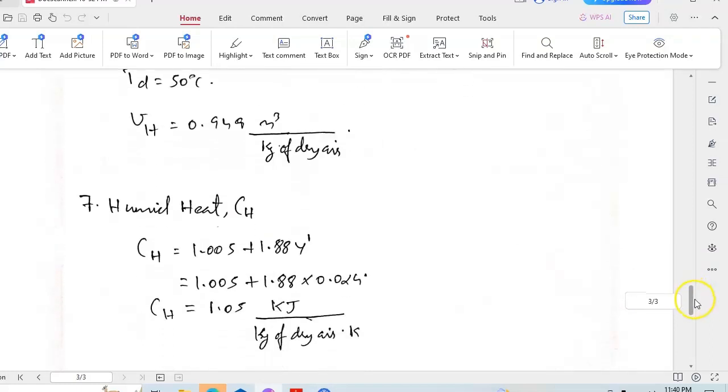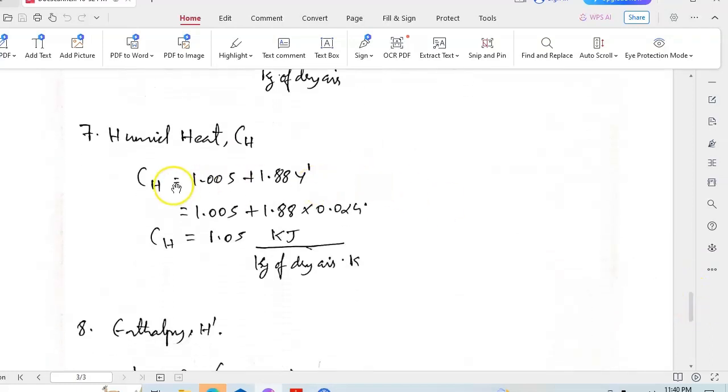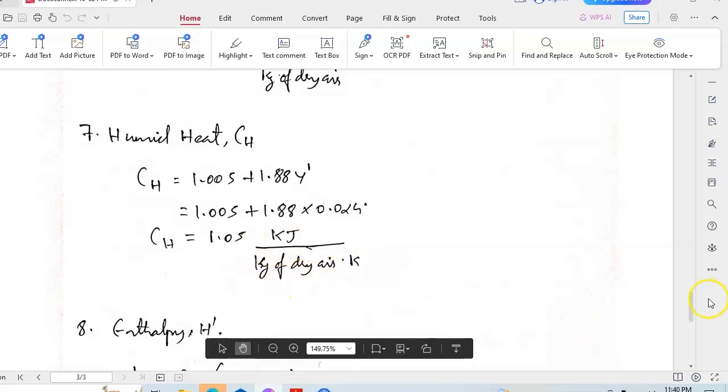Then the next question is humid heat CH. CH is equal to CB plus CA into Y dash, that is, 1.005 plus 1.88 into Y dash. CB is the constant, and its value is substituted here. Y dash, the absolute humidity, is equal to 0.024. So we get the humid heat as 1.05 kilojoule per kilogram of dry air Kelvin.